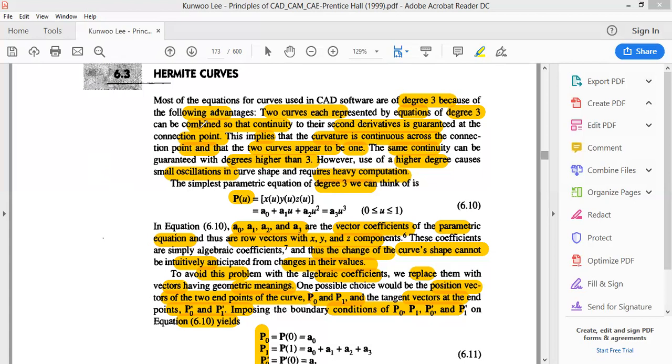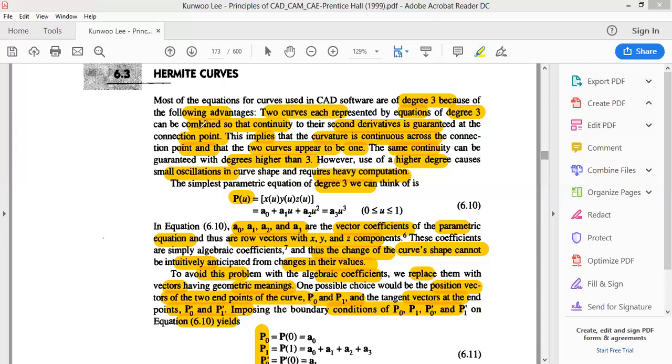That is why the degree has been restricted to only 3. If it is higher than 3, there is a problem of computation. There is nothing that says the curve will not be represented in a much smoother manner, but the problem is that it is going to have heavier computation once the equation degree goes beyond 3.